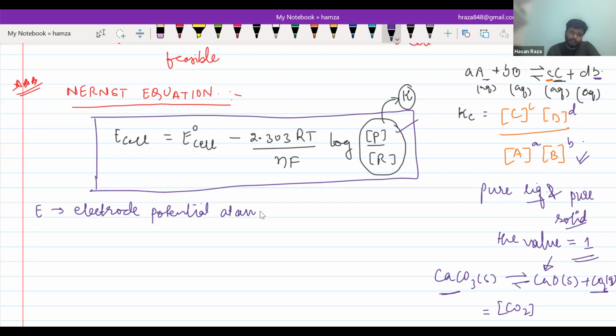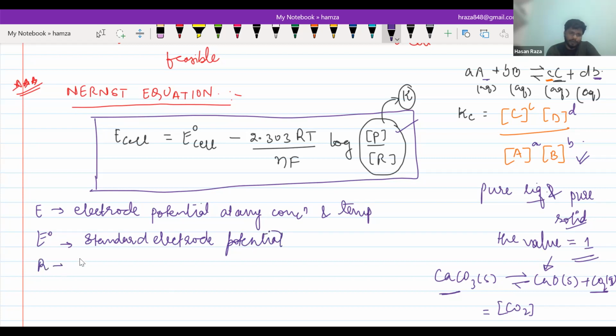At any concentration and temperature. E naught is a standard electrode potential, and I already taught you about the standard condition, that is concentration is 1 molarity, temperature is 298 Kelvin or 25 degrees centigrade, and pressure is basically 1 atm or 1 bar. A standard electrode potential.